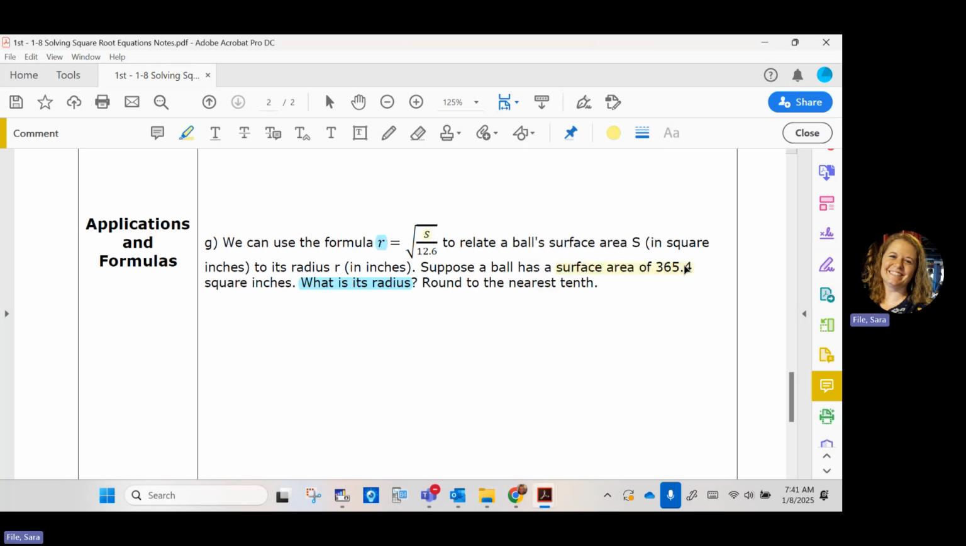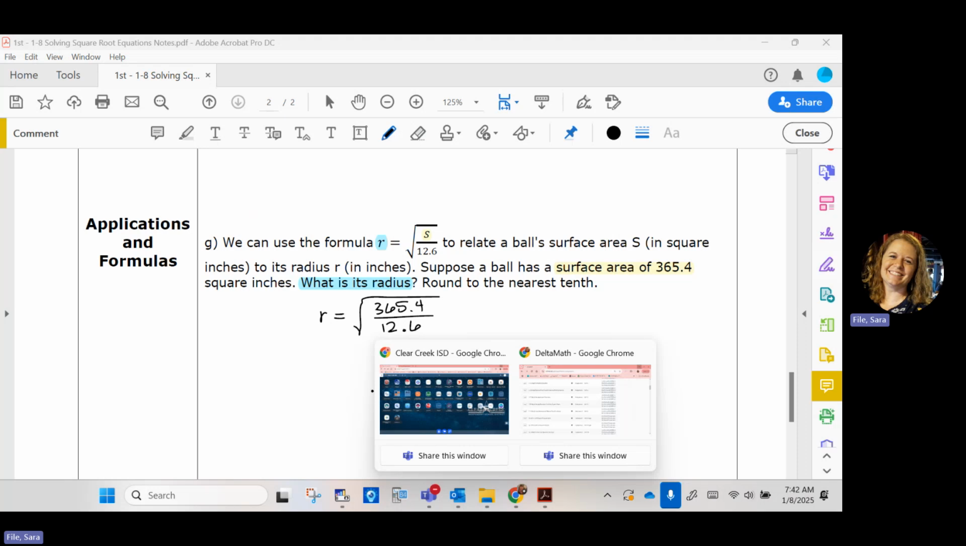They tell us the surface area here. So we're just going to plug that in and calculate. So R equals the square root of 365.4 over 12.6. And you can, of course, use a calculator to do this.